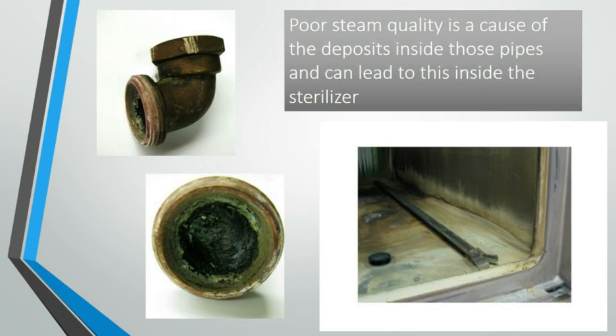There are steam traps, U-bends, anything like that. Elbows are places where things start to accumulate, and poor steam quality causes these deposits, and they don't just stay in the pipes. It would be one thing if you were just looking at that pipe saying, well, I can't really see that. Well, they don't stay there. They come through those pipes and into the sterilizer, and the little picture in the bottom right corner doesn't look a whole lot better, the inside of the sterilizer, as opposed to the pipes on the left-hand side.